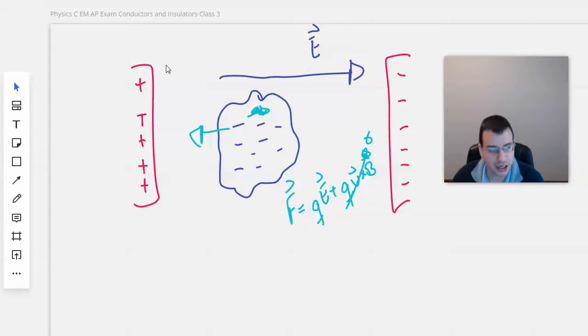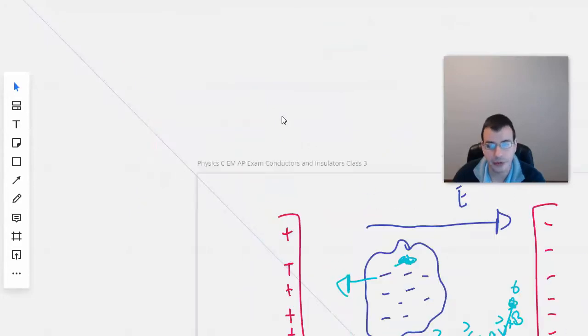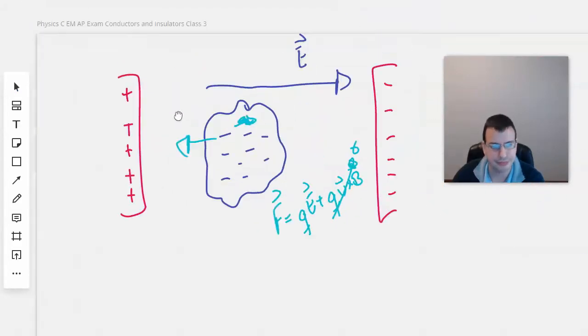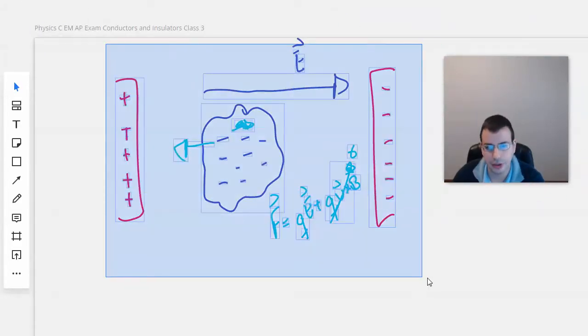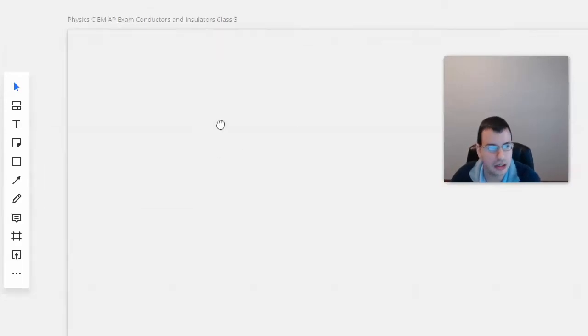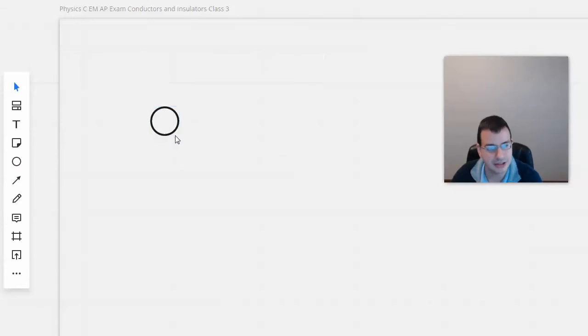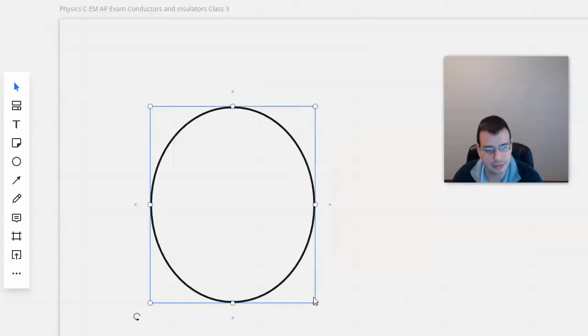Now this is put in contrast to conductors. Oop. There we go. Delete and delete. So, I could use an actual circle. Yes, please. Make bigger. Yeah, I'm good with that.